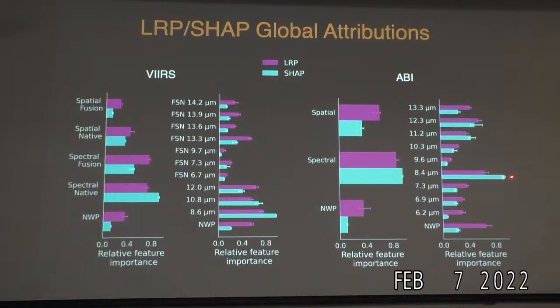We go over to ABI. 8.5 is very important, followed by 11.2, 12.3, and 13.3. Again, spectral is more important than spatial. Spatial is more important than NWP data. The last thing I'll point out is that the ozone channel on both these sensors is almost useless for cloud top pressure estimation.